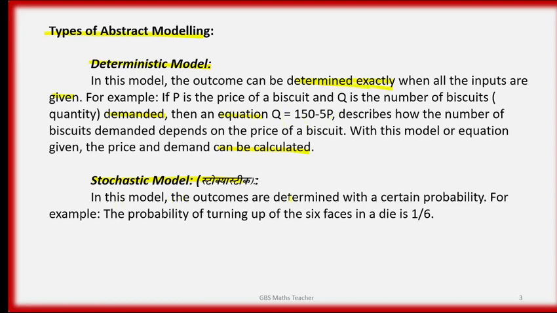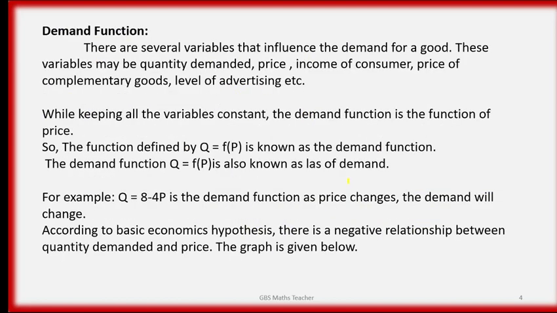Stochastic: in this model the outcomes are determined with a certain probability, not exactly fixed. We can predict, that is stochastic. For example, the probability of getting any one of the six faces of a die is 1 by 6, or like that. This is predictable, this is directly determined. These two are the abstract modeling, dear students.